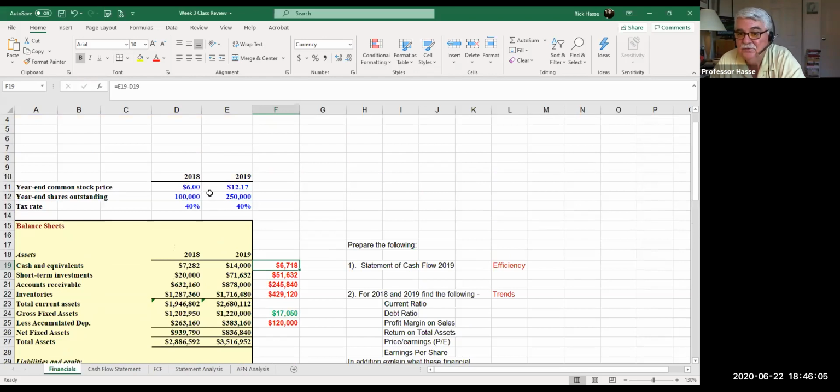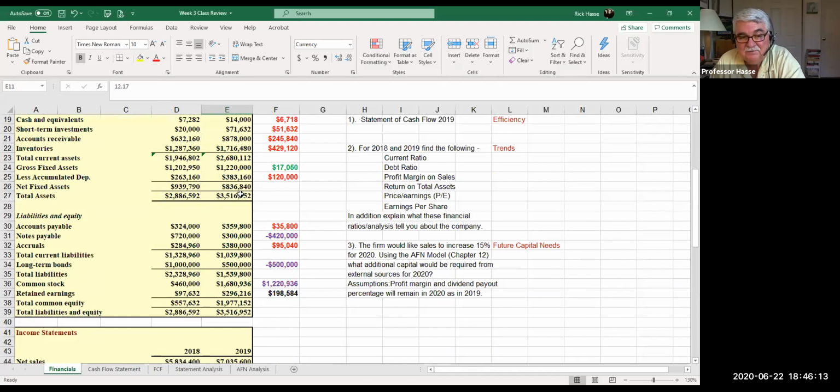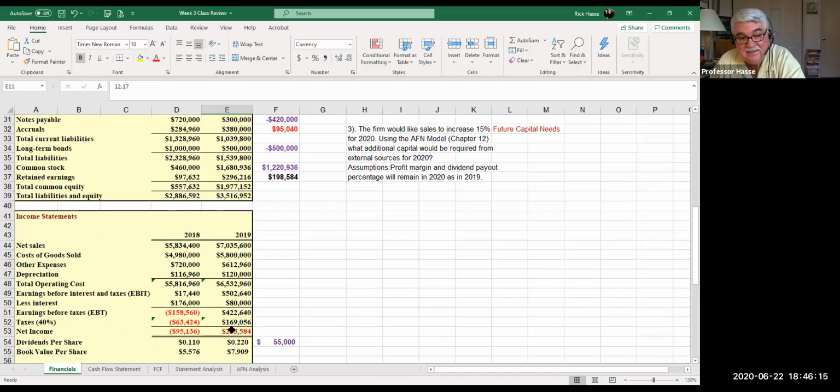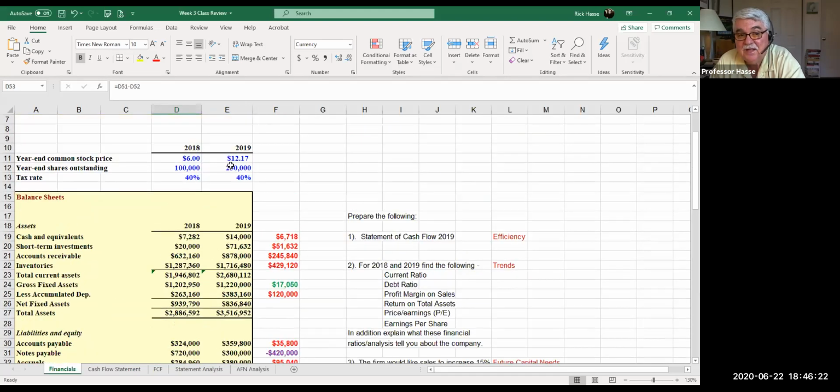And look at this company. Their stock price in 2018 was $6, and this year it was $12.17. And I bet you the main reason for that was investors and the market were seeing this. Good job, guys. You're making a profit. You're rebounding from last year, and that's going to show in the stock price.